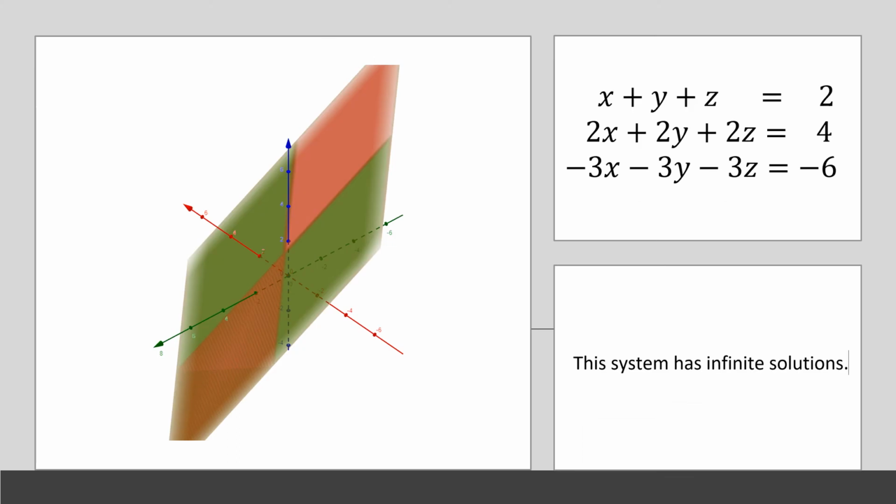Our third example has a system here, and when we are graphing it, it looks like all those 3 planes are almost the same. They are one and the same. They lie above the other. So it has an infinite number of solutions, because you have got an infinite number of points common to those 3, and hence it has an infinite number of solutions.